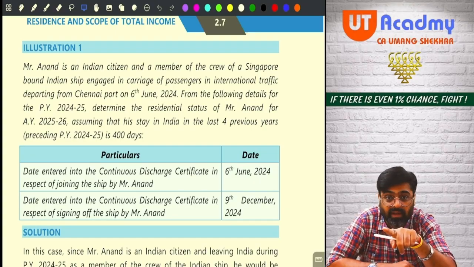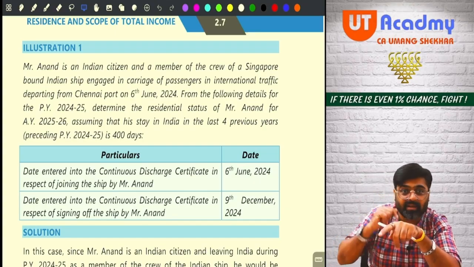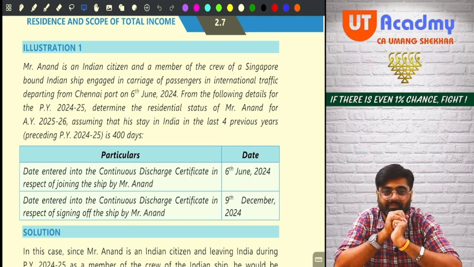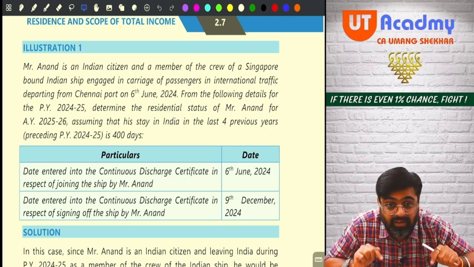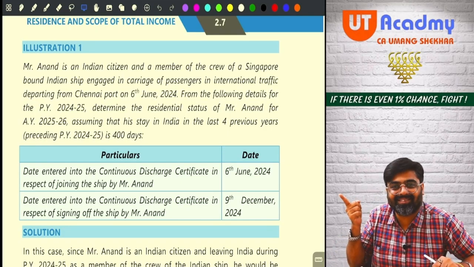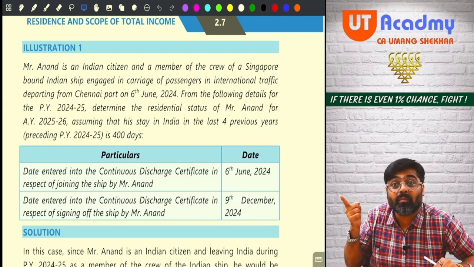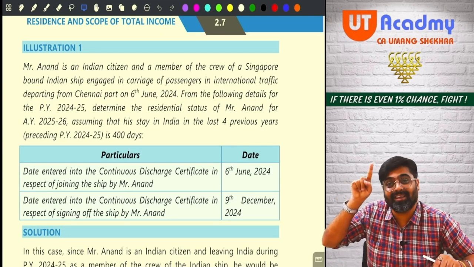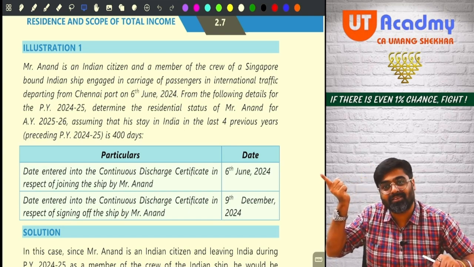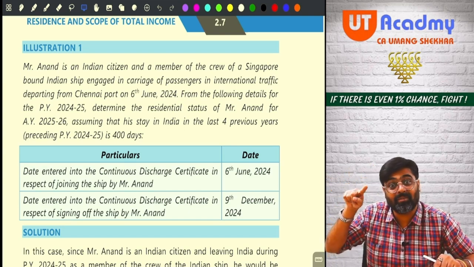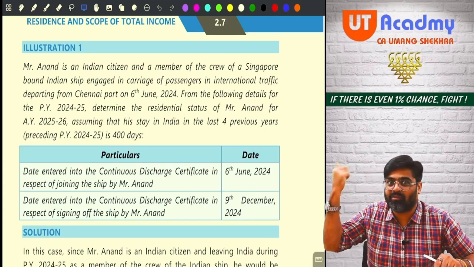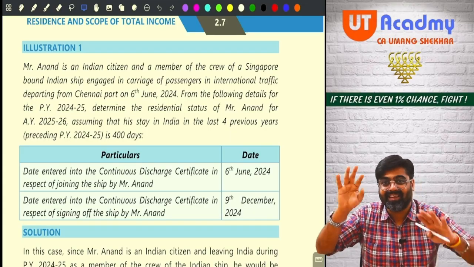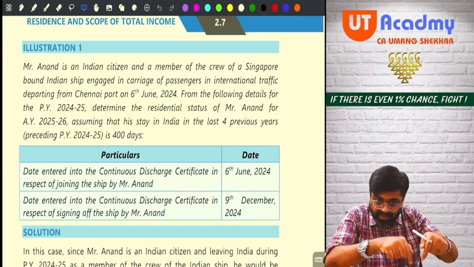What if he was leaving India last year? He left India last year as a crew member, so he was covered by this exception last year. Why? Because he left India last year as a crew member on an Indian ship. So last year's residential status would have been determined on the basis of basic condition A because he left last year. In our case, Anand is leaving in the current year.